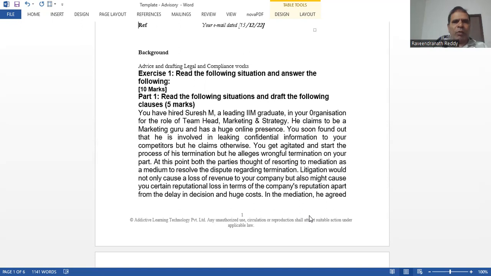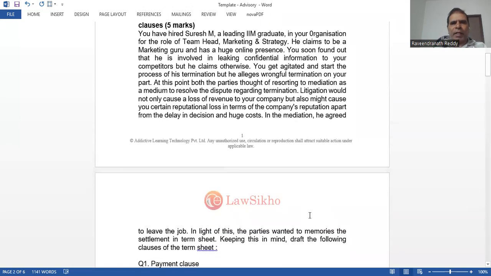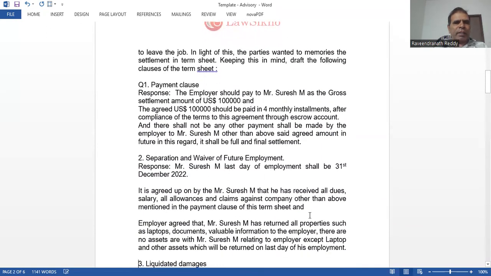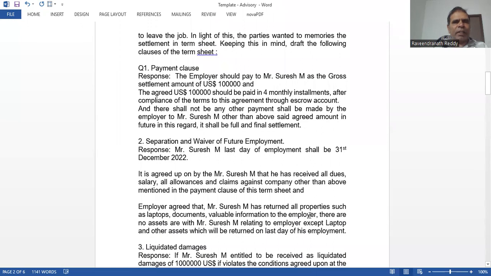At this point, both the parties resort to mediation as a medium to resolve the dispute regarding the termination, since litigation would not be the only course for the case. So a mediation has happened relating to his termination, and there are certain clauses to be drafted in the term sheet, which are these.